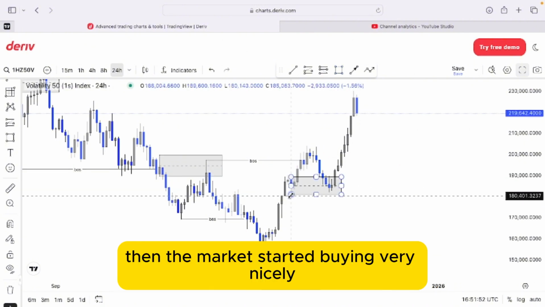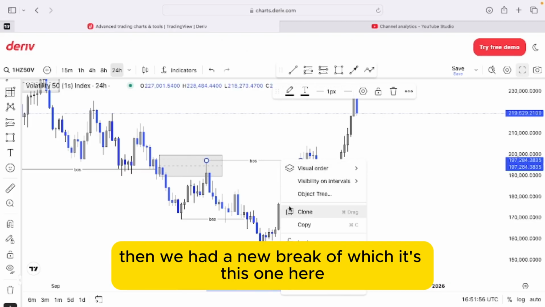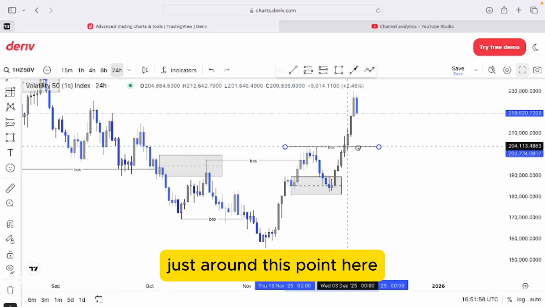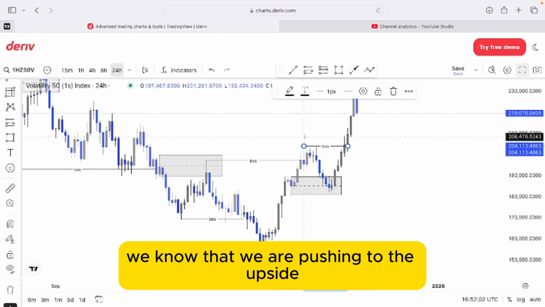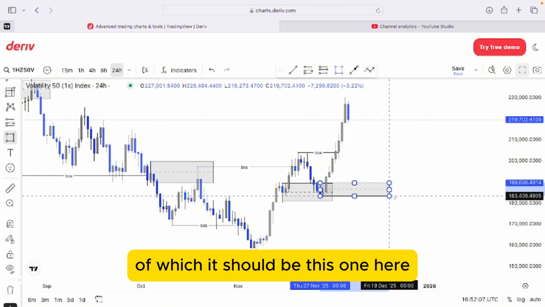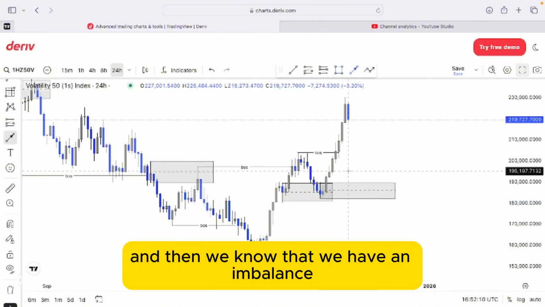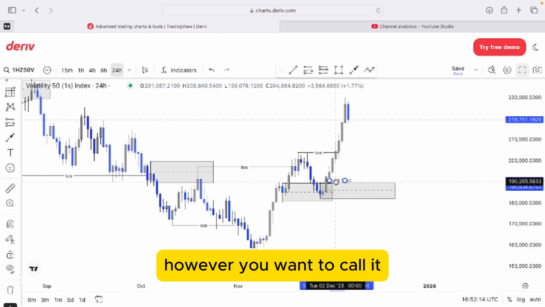Then the market started buying very nicely. Then we had a new break, which is this one here, just around this point here. So we have established a trend. We know that we are pushing to the upside. So now we have to look for our area of interest, which should be this one here. And then we know that we have an imbalance just around here, or a fair value gap, however you want to call it, it's okay.